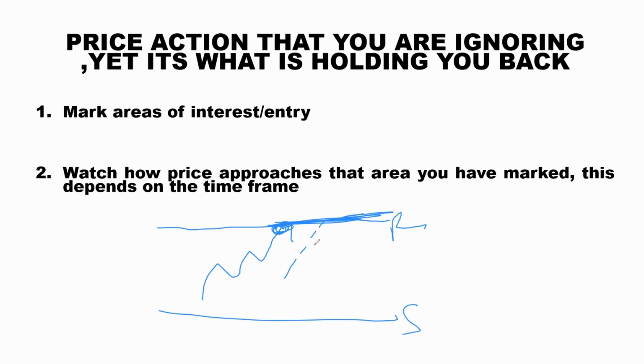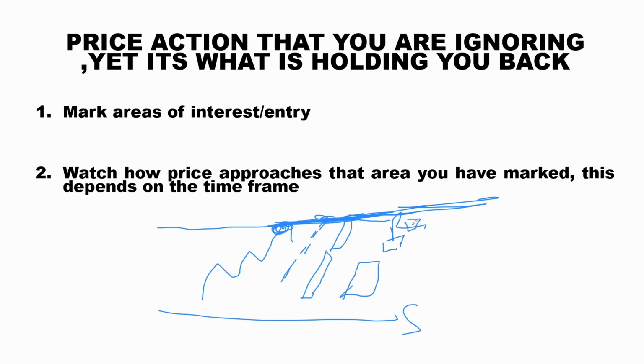For example, if this is my resistance, I need to see how price is approaching this resistance. If price is coming at a very high speed, look at the size of the candles. Look at how strong the candles are. If these candles are coming at a very high speed to this level, do not interest yourself with that area yet. You should only interest yourself with this resistance if price comes with a high speed and then starts losing that speed, showing you that it's decelerating.